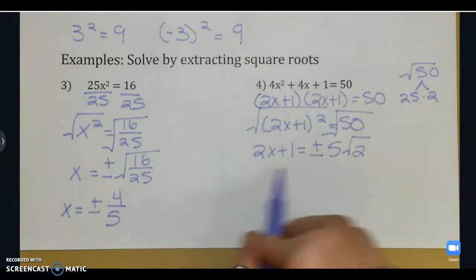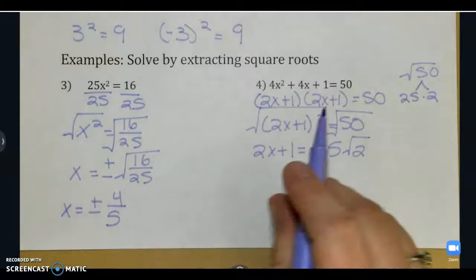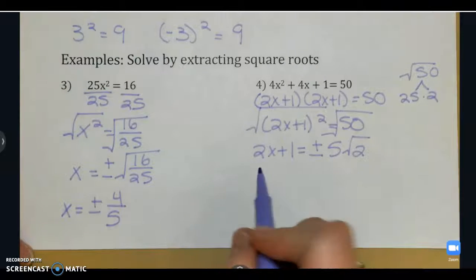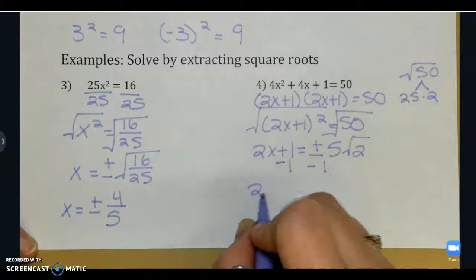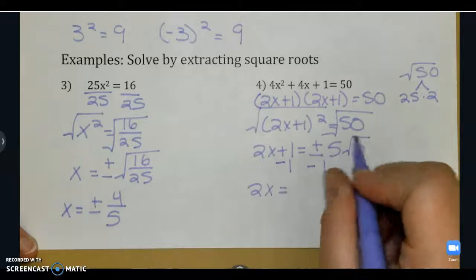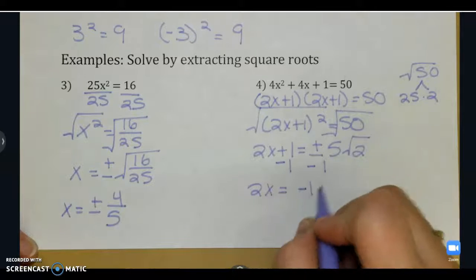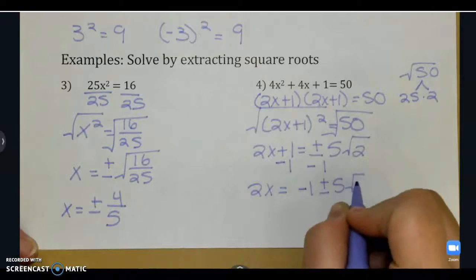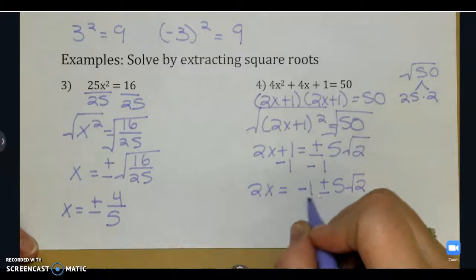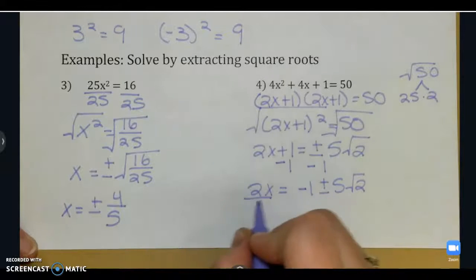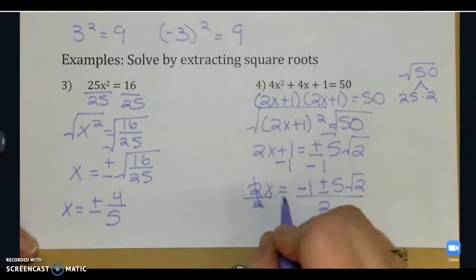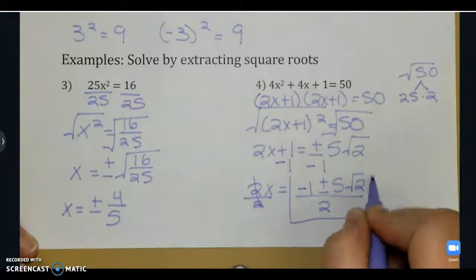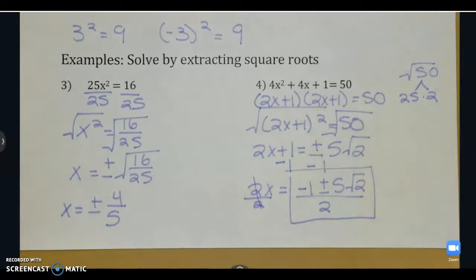Now, I need x by itself. I'm still trying to solve for x, so I have 2 more steps to take to get x by itself on the left, and that's going to be to subtract 1 first. And then similar to how we have a standard form for our complex numbers, when we have radicals that we can't combine, we want to leave the whole number in the front. And then we just also now need to divide by 2. So x is negative 1 plus or minus 5 square root of 2 over 2.